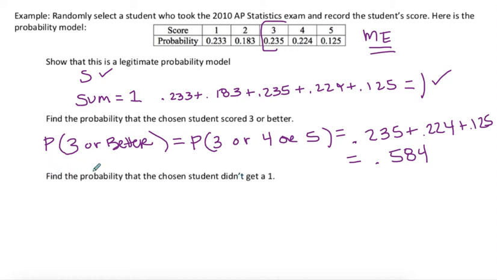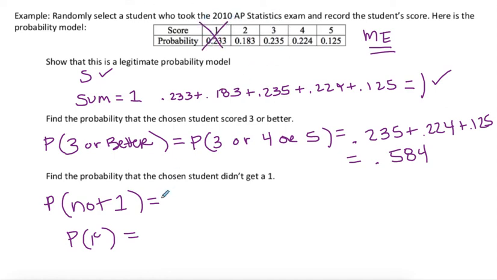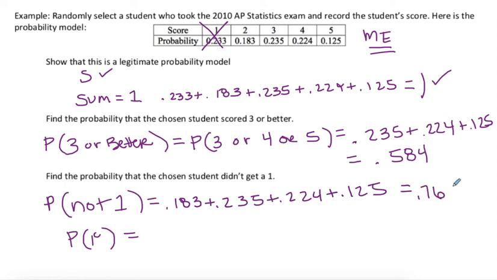The last question says, find the probability that the chosen student didn't get a 1. Okay, so this would be, what's the probability of not a 1? We could have written this as 1 complement as well. So again, different ways that we could have found this. We could have said, okay, not 1, and added up 0.183, 0.235, 0.224, and 0.125. And so this will get us the 0.767, I think is what my calculator says.